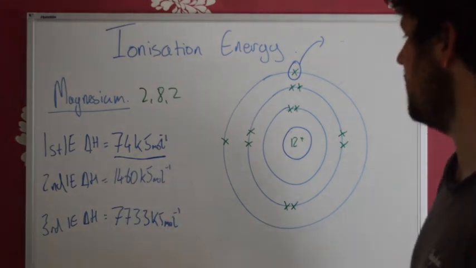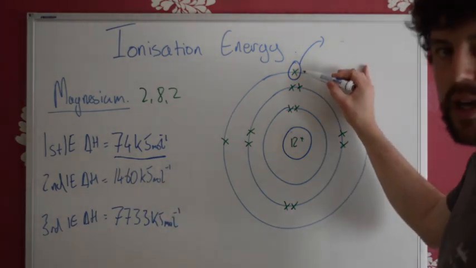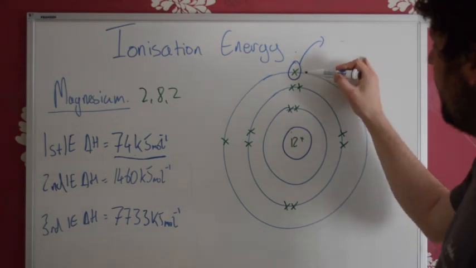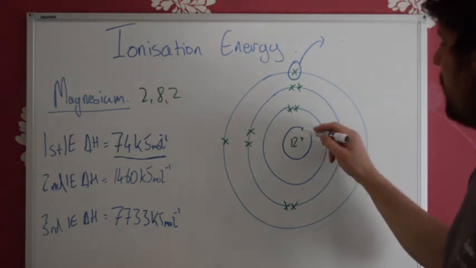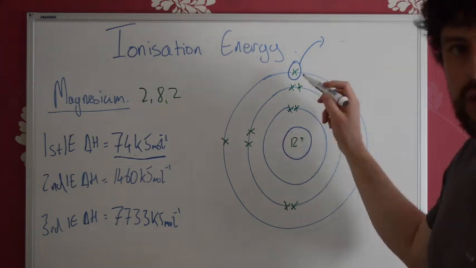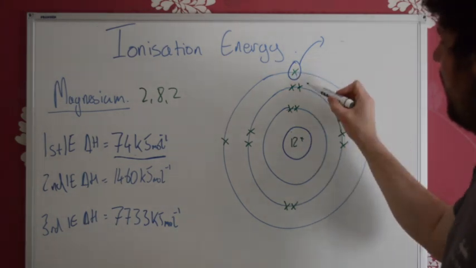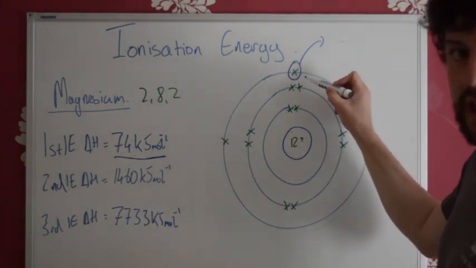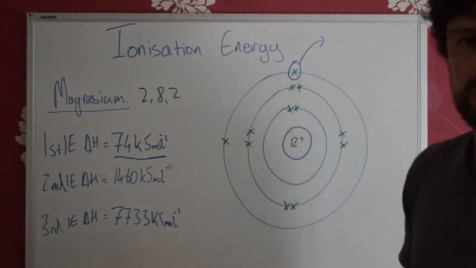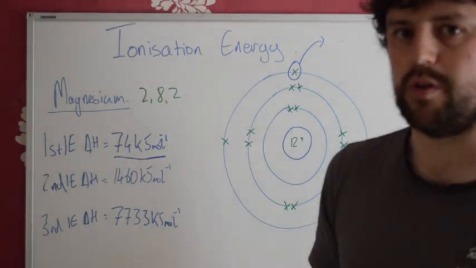It's relatively easy because we are removing an electron from an outer shell, and that electron is quite far away from the nucleus. So the effective charge of the nucleus on that electron is quite low because it's in the outer shell, and we also have a layer of electrons shielding that outer electron from the nucleus. So little energy is required to remove it.